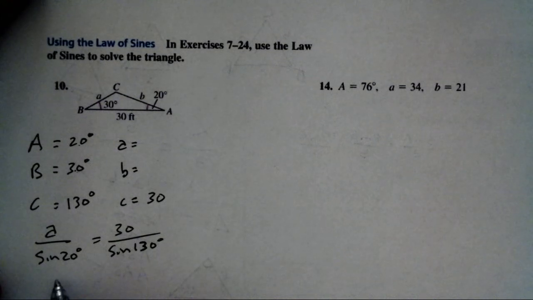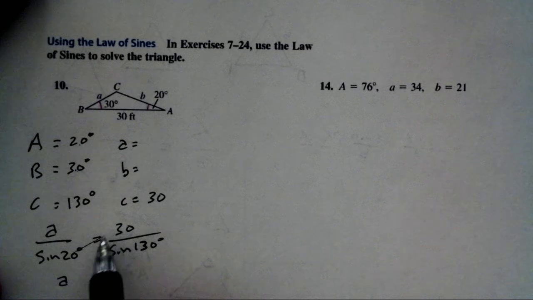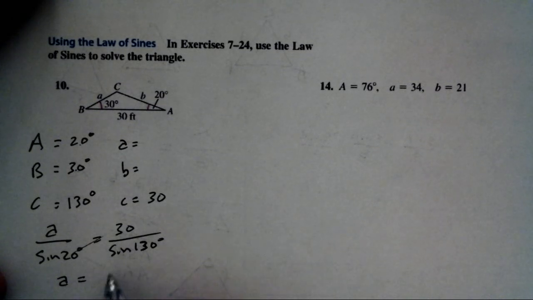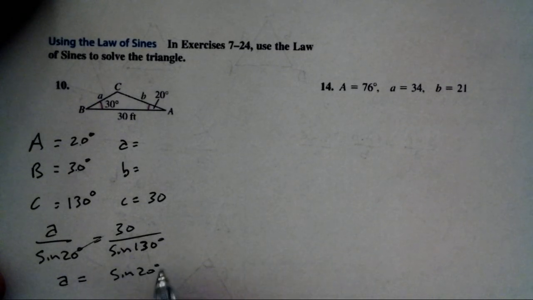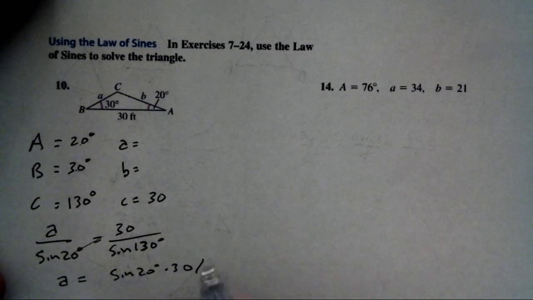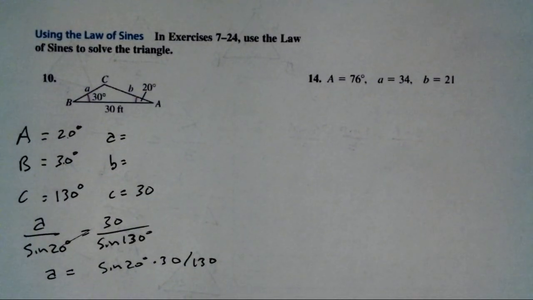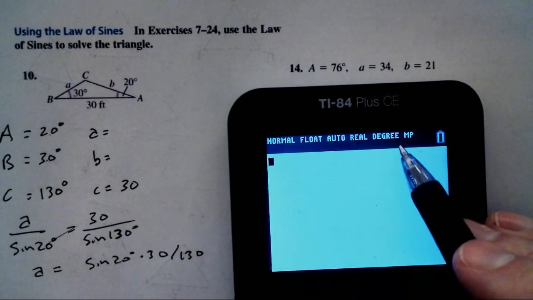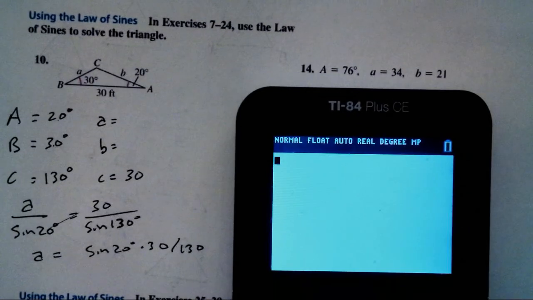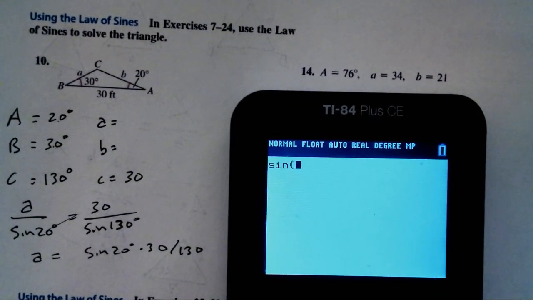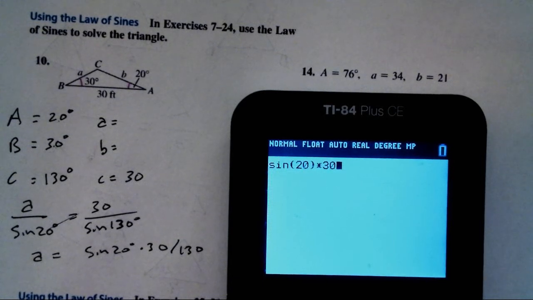So this makes it really easy to go to the calculator without even showing this step. All I have to do is multiply sine 20 across. So I get sine of 20 degrees times 30 divided by 130. So we'll pull up our calculator. Make sure we're in degrees mode. We've been working in radians for quite a while. Sine 20, close it, times 30.